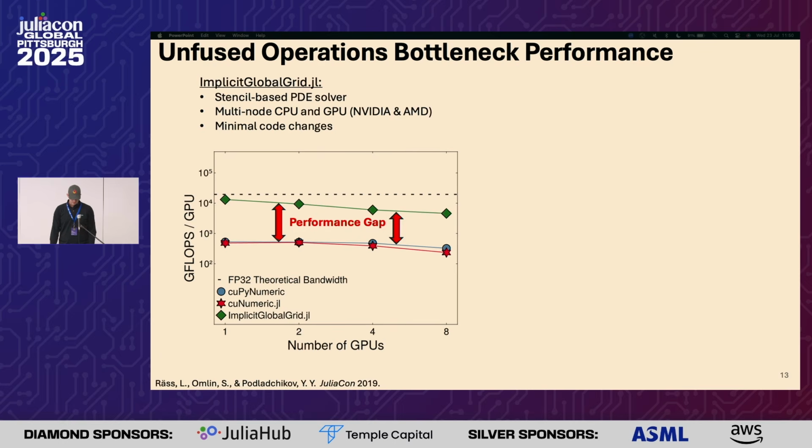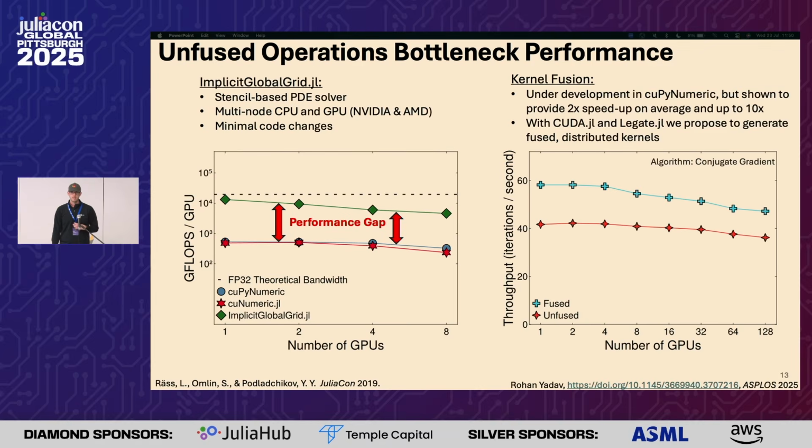So we decided to rewrite a test application of the same application in a Julia library, ImplicitGlobalGrid.jl. This is a stencil-based PDE solver that runs on multi-node NVIDIA and AMD GPUs with minimal code changes. And their library performs extremely well. And so we started analyzing this.